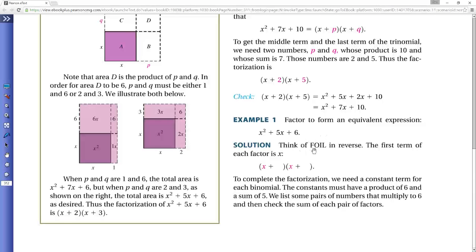In fact, using anti-FOIL, a lot of times this is called anti-FOIL, I take the first term. How do I get an x squared? I put the x in the x. Then the last term is 6. Well, there are 4 factors that can give me 6 as a product, 1 times 6 and 2 times 3. And then I think, well, 2 and 3 add up to 5, so that's going to be my process of putting that in here, and we'll finish that example.